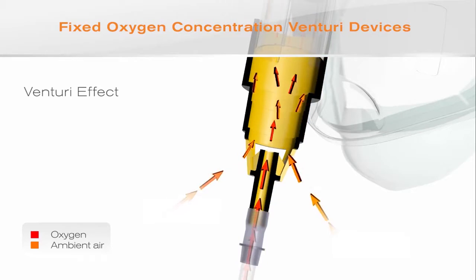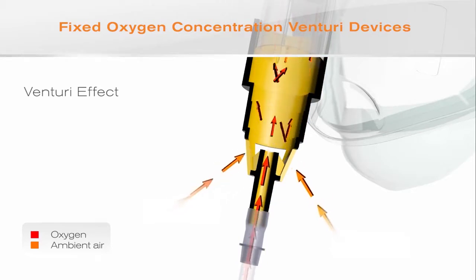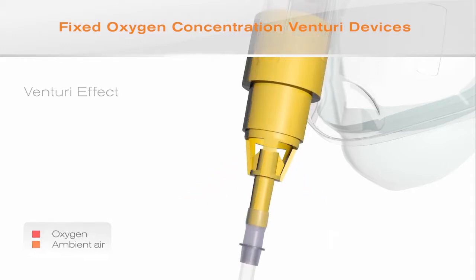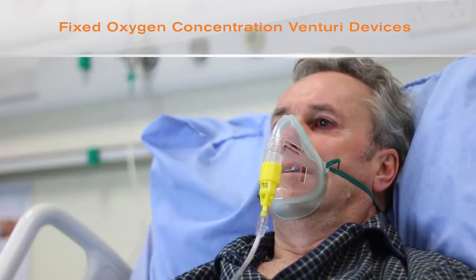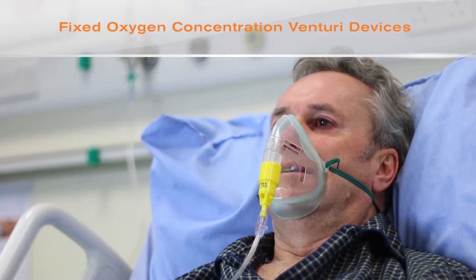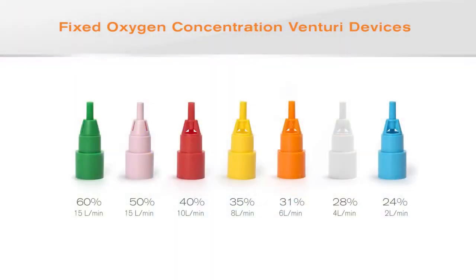The gas flow to the patient is increased by entraining air into the device using the Venturi effect. Accurate oxygen concentrations are delivered by the mixing of entrained air and oxygen. Masks are available with interchangeable, colour-coded Venturi valves for different oxygen concentrations, for example 35%.